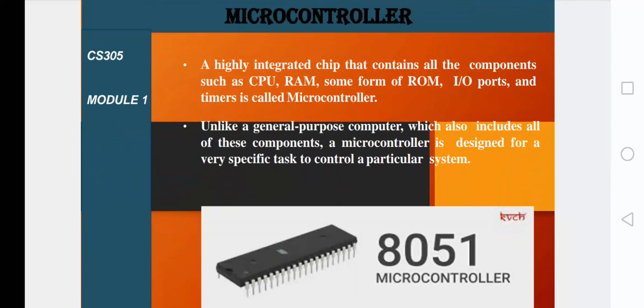So simply in this first video itself, you might be thinking about what the difference is between a microprocessor and a microcontroller. What is actually a microcontroller? The thing is that a microcontroller is a highly integrated chip that contains all the components such as CPU, RAM, ROM, IO ports, timers, and so on.